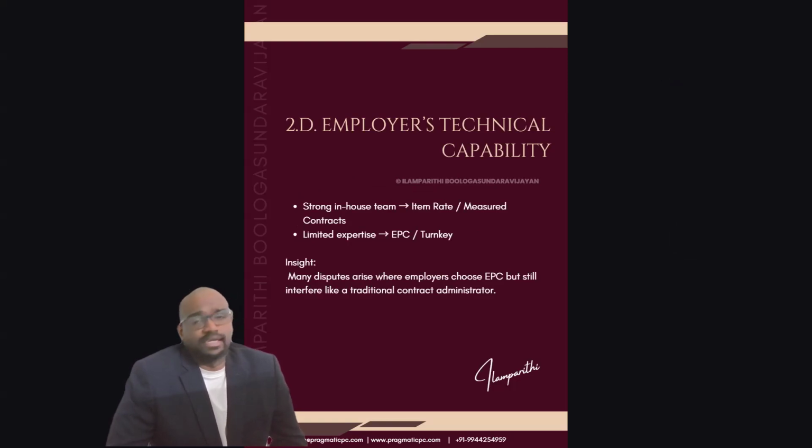Next is the employer's technical capability. So if the employer himself is highly technically capable or has a strong in-house team, then they can go for item rate BOQ contract or measured contracts. But if they have limited expertise and depend on an external party for technical support, then it is better to go with EPC or turnkey programs. Because many disputes arise where employers choose EPC but still interfere like in traditional contract administration, which is the worst style to kill a project.